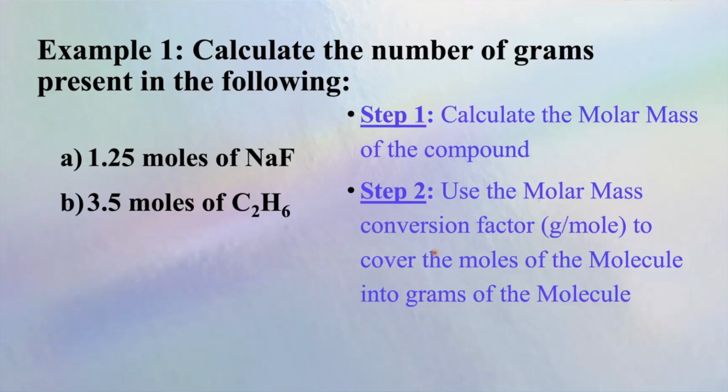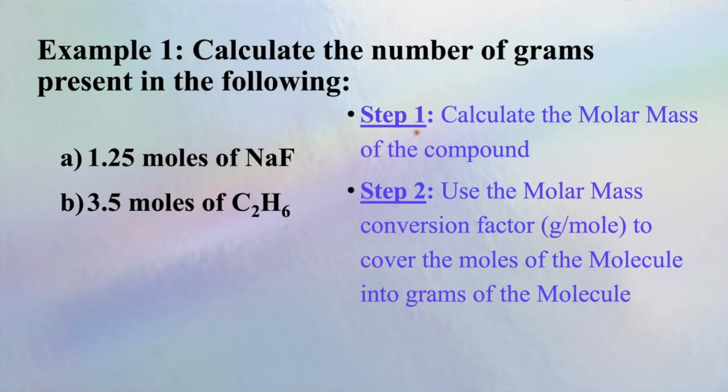This isn't going straight into the molarity yet. We need to really talk about what the molar mass is first. So I gave us two examples. Example number one has A and B: calculate the number of grams present in the following. Both of these are going to use the same steps, but I decided to separate them out so you can see the difference. So, 1.25 moles of sodium fluoride, NaF.